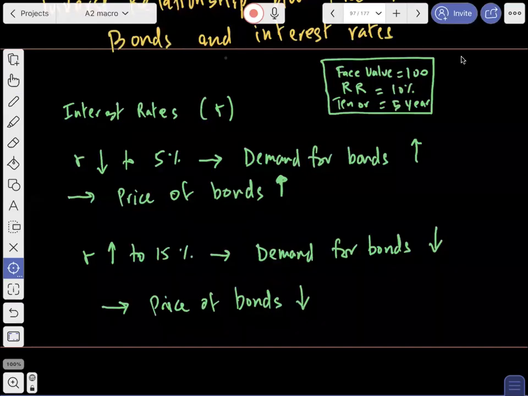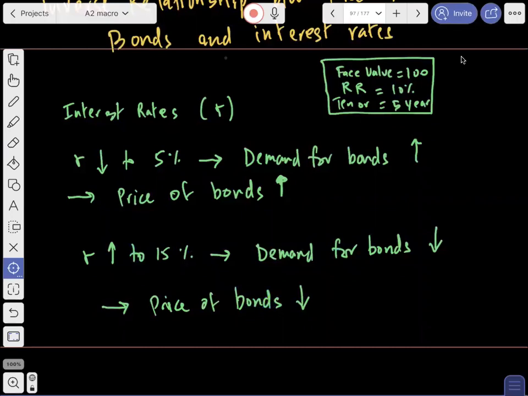So we say when the interest rates go up, people start demanding more of bonds with a higher rate of return, and the price of bonds will therefore go up. Similarly, when the interest rate goes down, the price of bonds will go up because people start demanding more of bonds. When the interest rate goes up, the demand for bonds will go down, people will start demanding less of these bonds, and the price of these bonds will go down.